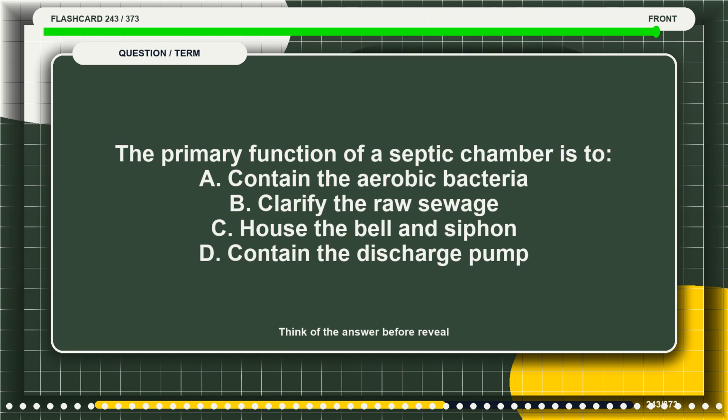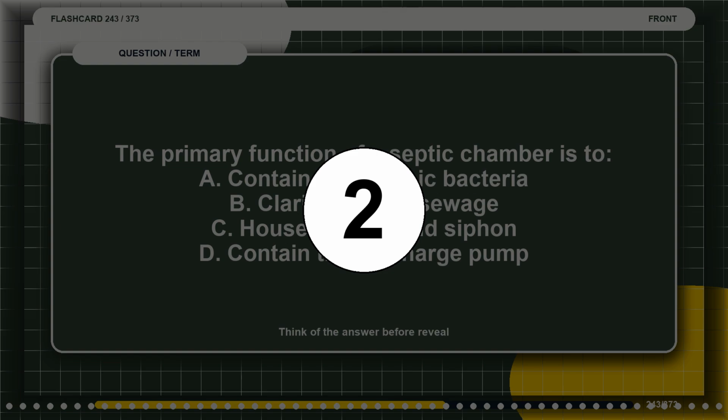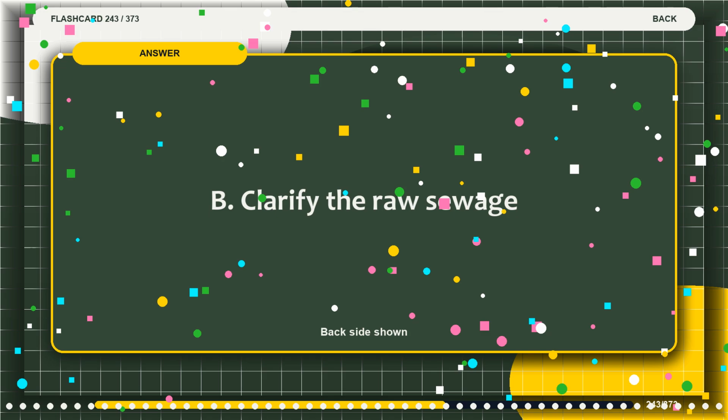Flashcard 243. The primary function of a septic chamber is to A. Contain the aerobic bacteria B. Clarify the raw sewage C. House the bowel and siphon D. Contain the discharge pump. Think of the answer before the reveal. The answer is B. Clarify the raw sewage.